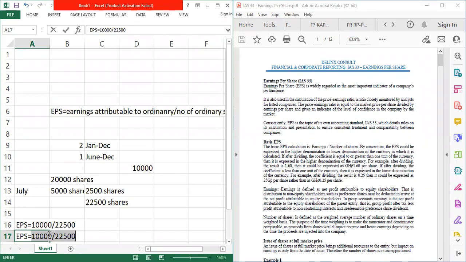$44.44. So that will give us 44.4 pesos.